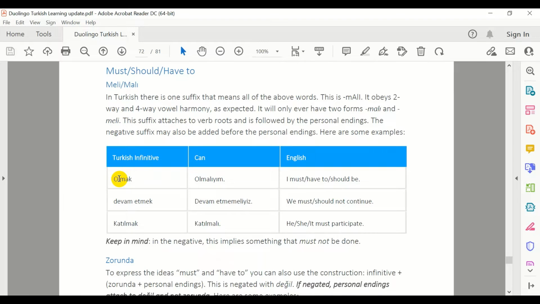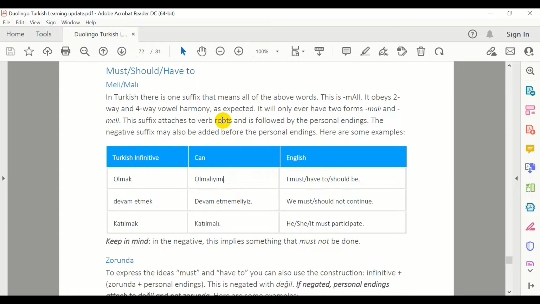Now here the last vowel letter is a kalın letter, so you can use this suffix, ol meli. See here you have ol meli, and after that you have the personal suffix, and there is one more y letter because that separates two vowel letters there. Ol meliyim. This suffix is for the subject, personal pronoun I. Ol meliyim, it means I must be, or I have to be, or I should be.